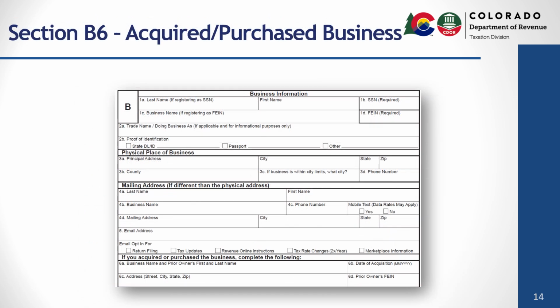If you acquired or purchased your business, you'll need to complete section B, line 6A through 6D. In line 6A, enter the business name and prior owner's first and last name. Enter the month and year you acquired the business in line 6B. In line 6C, enter the business address, and in line 6D, enter the prior owner's FEIN.